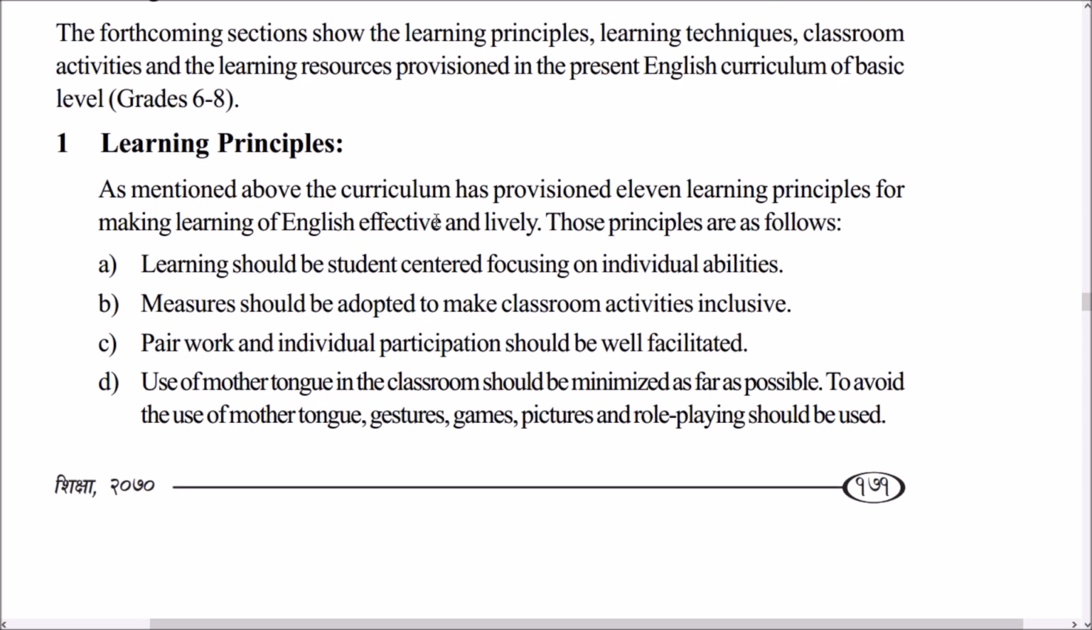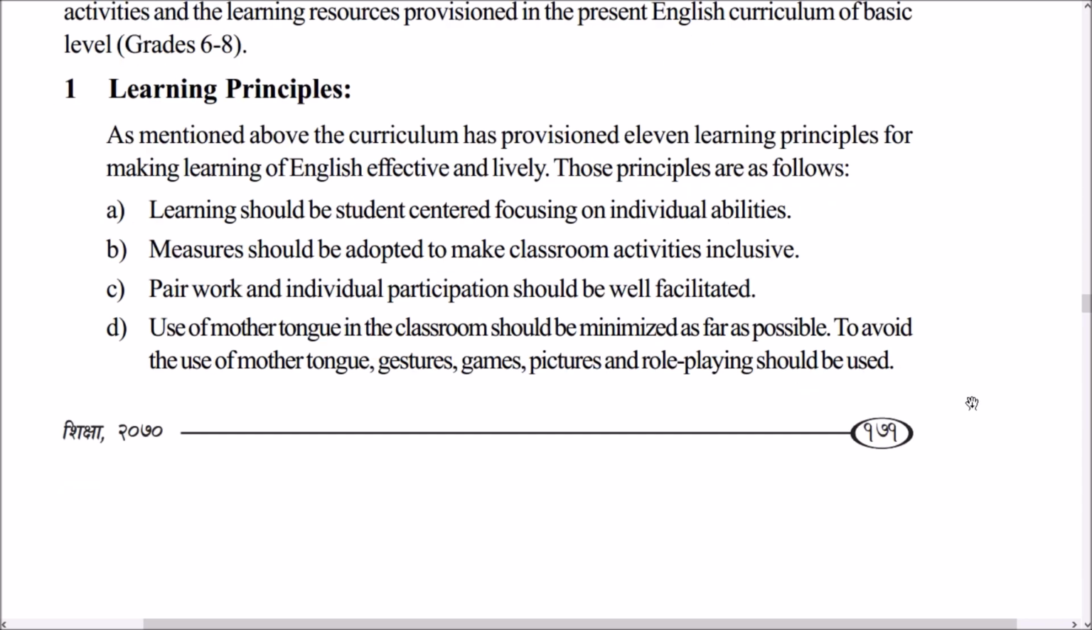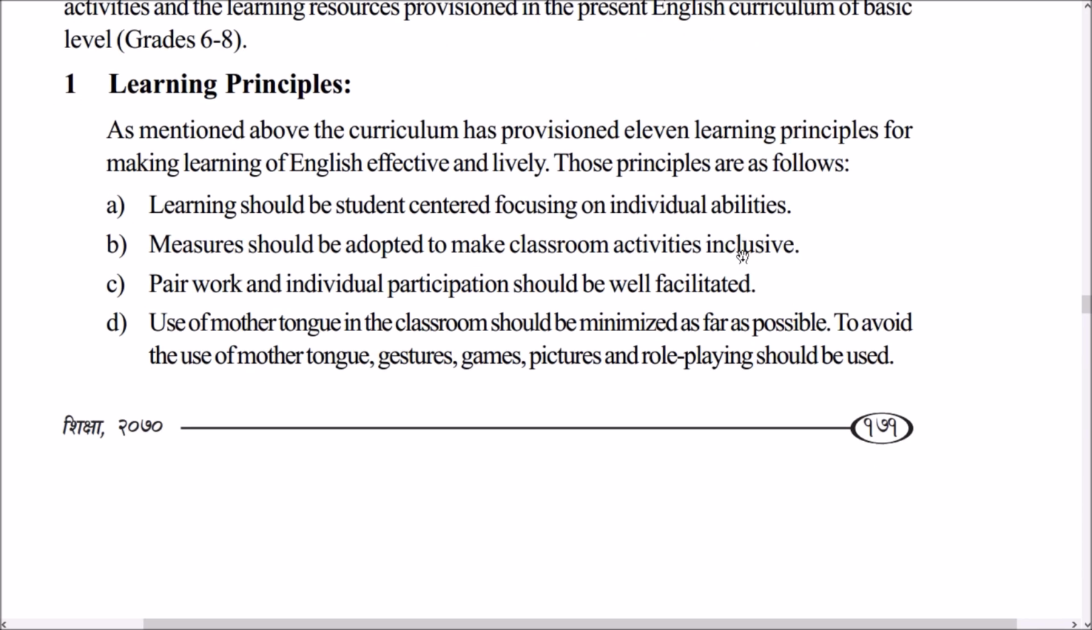How the learning should happen, these provisions are given here. As mentioned above, the curriculum has provisioned 11 learning principles for making learning of English effective and lively. Those principles are as follows. Learning should be student-centered, focusing on individual abilities. Measures should be adopted to make classroom activities inclusive. Pair work and individual participation should be well facilitated.